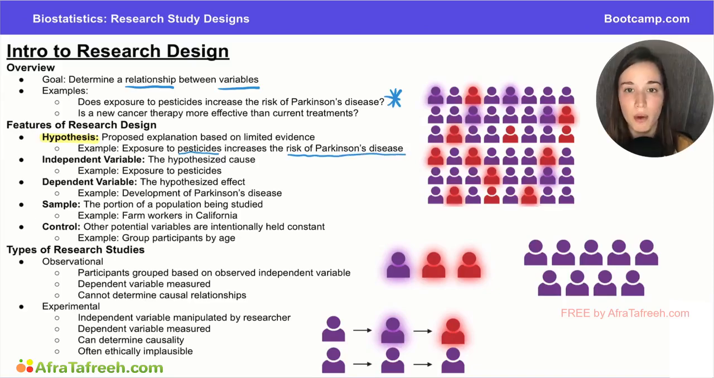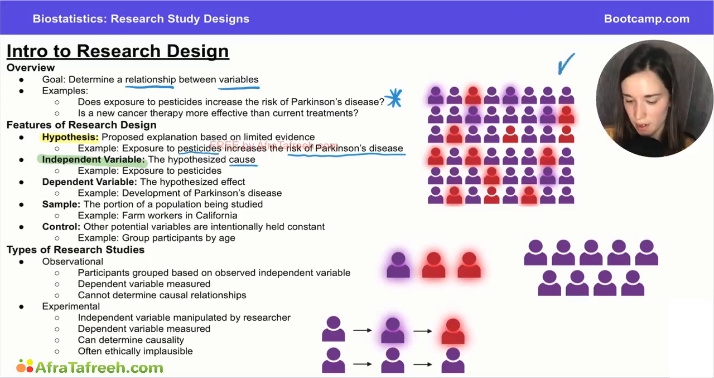The next important component of a research study design is the independent variable. You can think of this as the hypothesized cause, so what we think is driving the effect that we're interested in. In our example from before, the cause that we are hypothesizing is driving the increased diagnosis of Parkinson's disease is the exposure to pesticides. So exposure to pesticides is our independent variable.